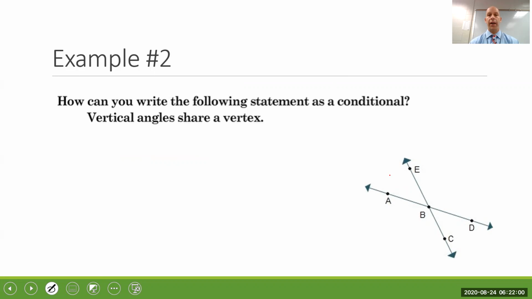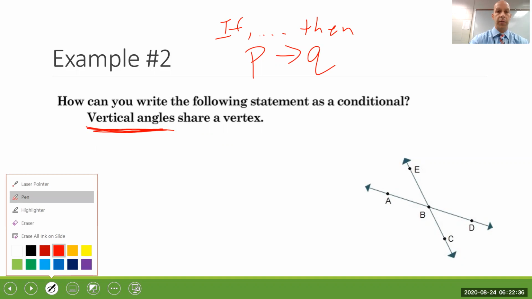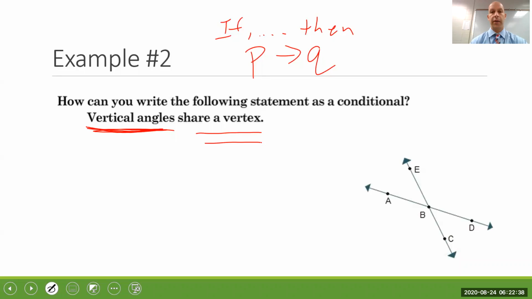So how can we write the following statement as a conditional? So here you see a statement, vertical angles share a vertex. It doesn't appear to be in P arrow Q form. It doesn't appear to have an if and then a then. But we can change that. So what would the hypothesis be and what would the conclusion be? I think the hypothesis part is the fact that they are vertical angles. And then the conclusion part would be that they share a vertex.